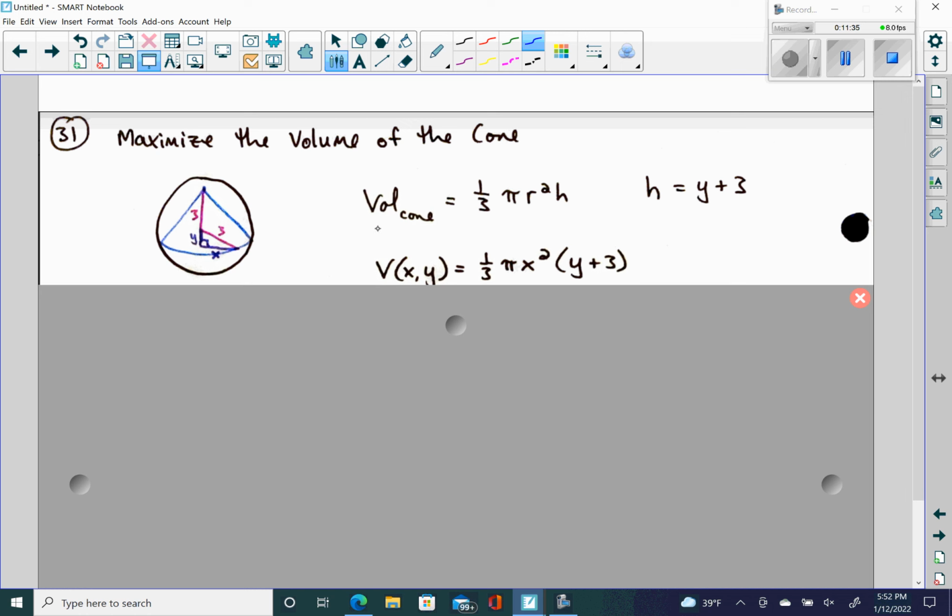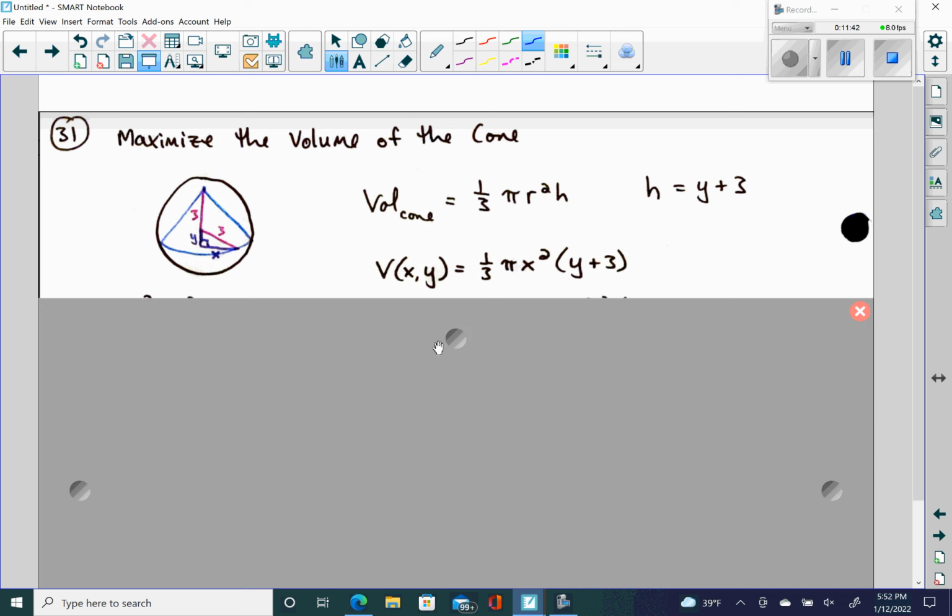One thing we need to know is the formula for volume of a cone is 1/3 pi r squared times height. But I'd like to put this, notice everything in here has an x and a y. So the volume in terms of x and y, the radius of the cone would just be the x. That's like the circular base here. And then our height, which is right here, the height of our cone is y plus 3. So that's what I have right here. H is equal to y plus 3.